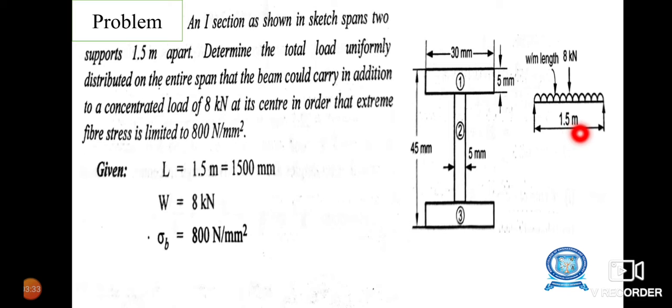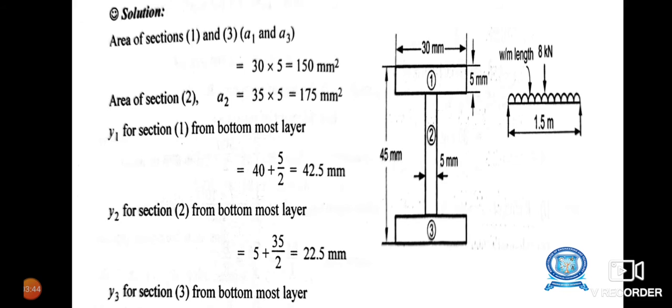So the beam is simply supported, the UDL load will be applied, and additionally the point load of 8 kilonewton will be applied. The length of the beam is 1.5 meter. First of all we calculate the area of sections 1 and 3. Both are the same: the length is the same, the thickness is the same, and the height is the same. So the area of section 3 is the same as section 1.